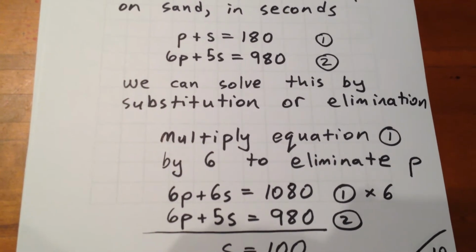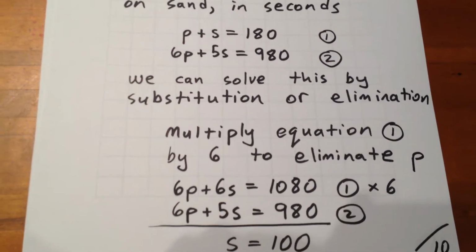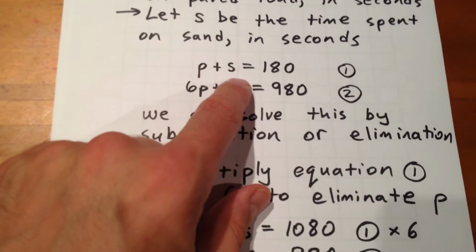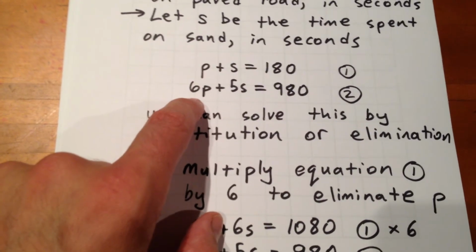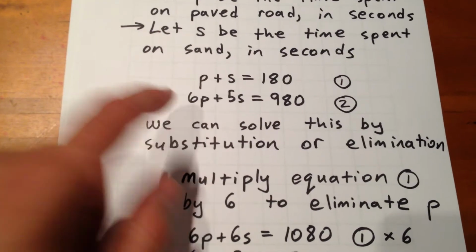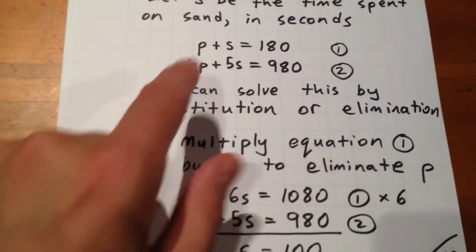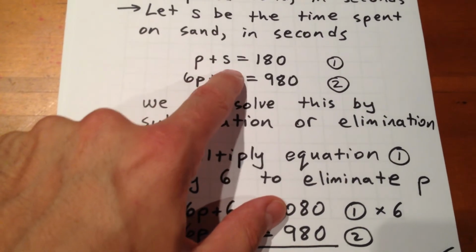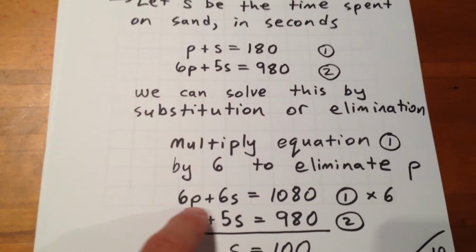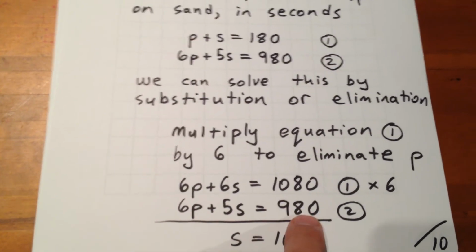Now, since they want to know how long she spent on sand, what we're going to do is eliminate P. So I look up at my first equation and I realize if I multiply this entire equation by 6, I'll have like coefficients in front of the P, and so then what I can do is subtract. So I'll do that, and multiplying the first equation by 6 gives me 6p plus 6s equals 1080. Keeping the second equation the same gives me 6p plus 5s equals 980.